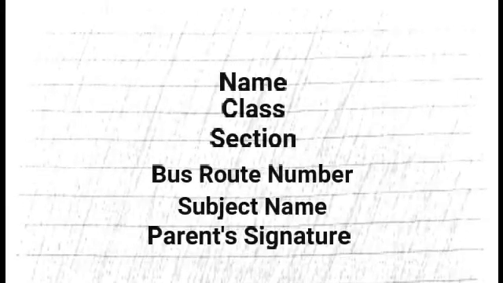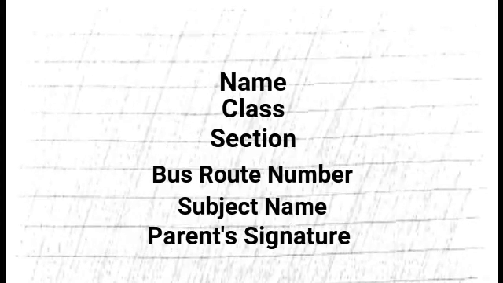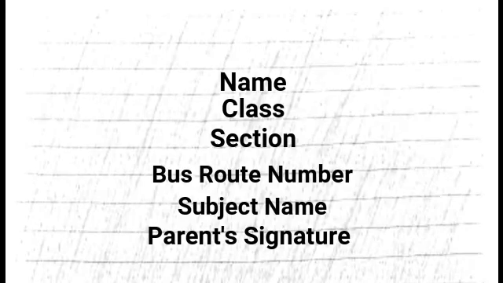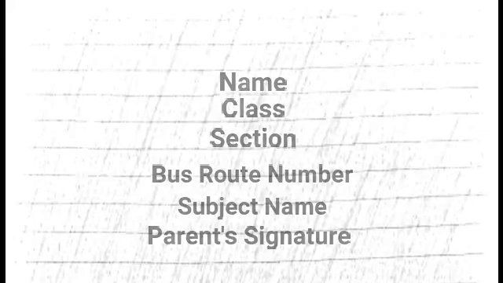Now next is the front page. Front page has got your details, that is student profile: your name, class, section, your bus route number, subject name, then if any siblings are studying in the same school, then their class name, then parent signature, that is both father and mother's name and signature should be written. So the front page has to be filled up without any cutting. Understood? So the front page is over.